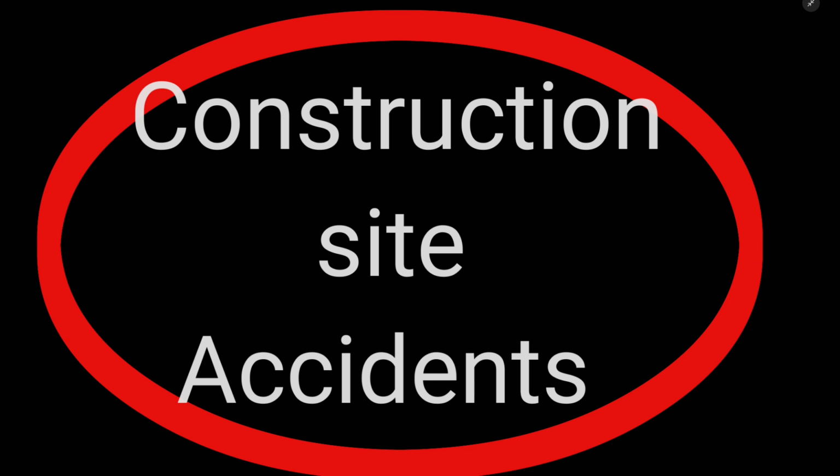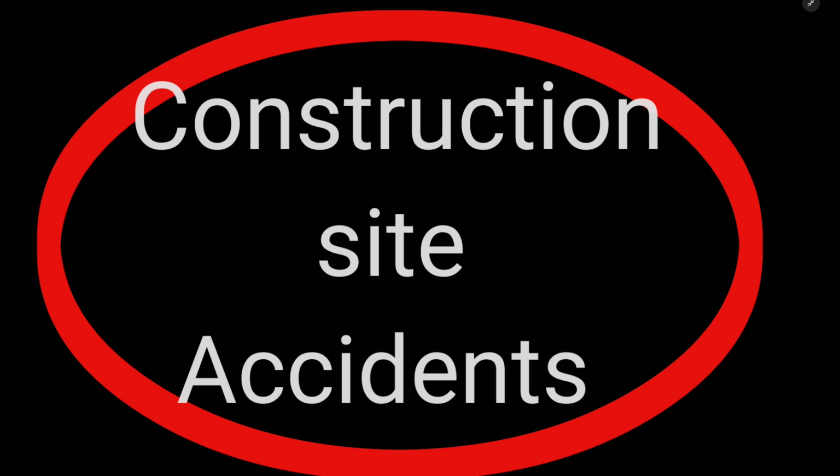The 22 most common construction site accident, first is fall from heights. Falls from height are the number one cause of construction related fatalities. Whether from scaffolds, ladders, or roofs, fall can be deadly. To prevent them, always use guardrails, safety nets, and fall arrest system like harness. Make sure all workers are trained on fall protection techniques.